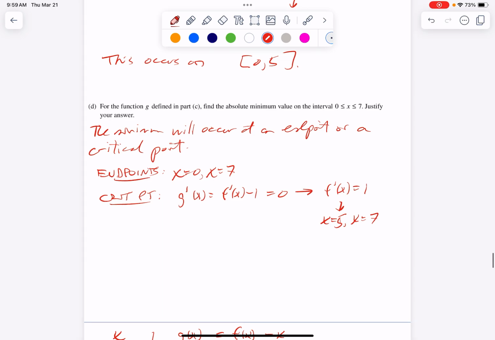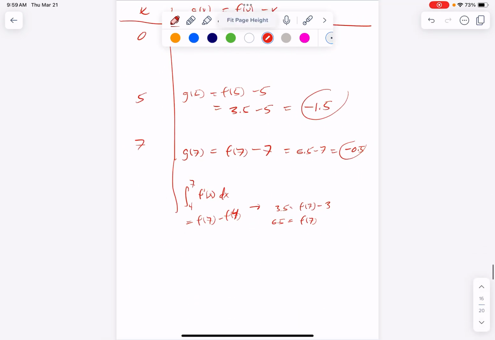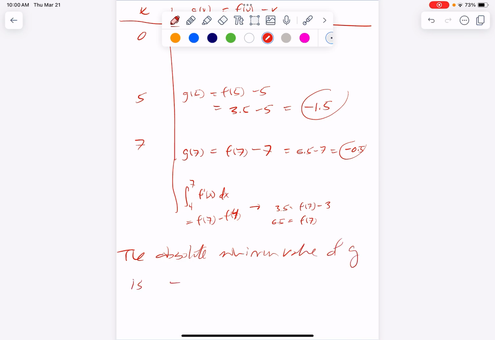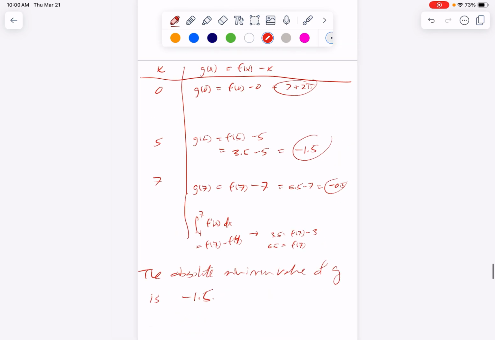And it says find the absolute minimum value. So we can say the absolute minimum value of g on this interval is negative 1.5. You can always do this technique. A minimum will occur at an endpoint or a critical point. So you can just find all of them and plug them in and see which is the minimum.